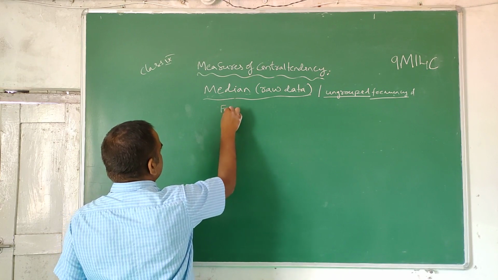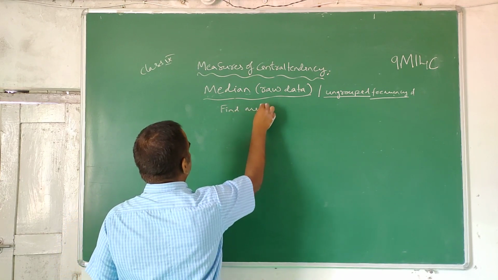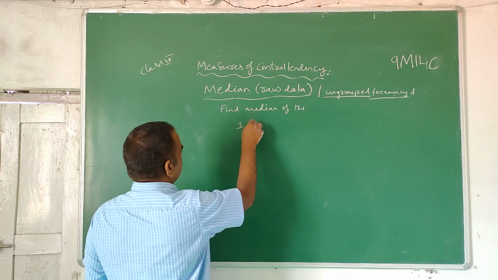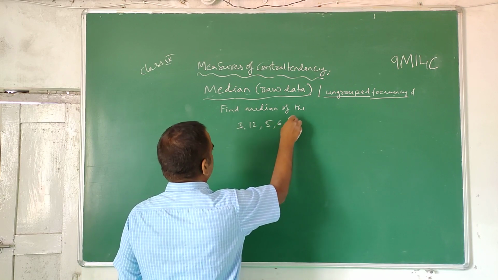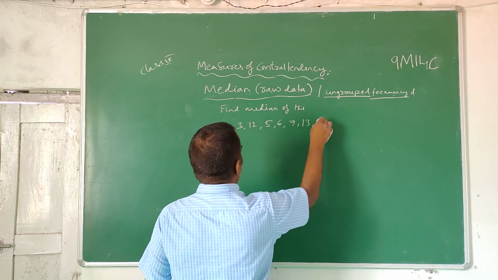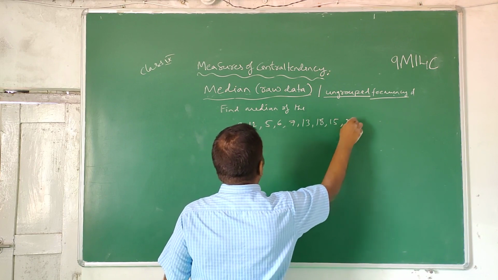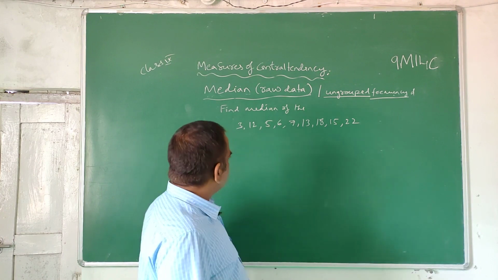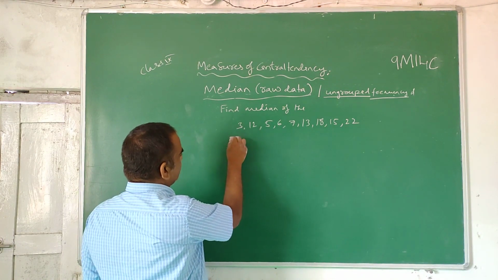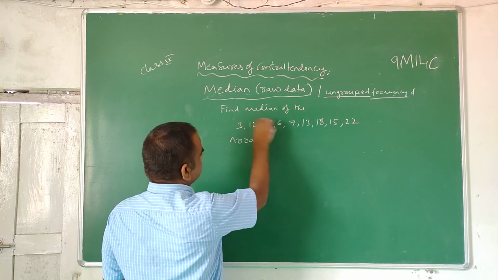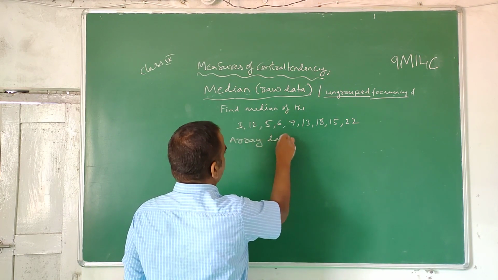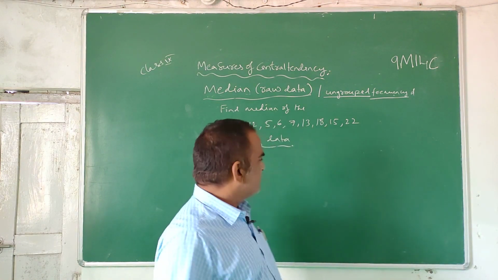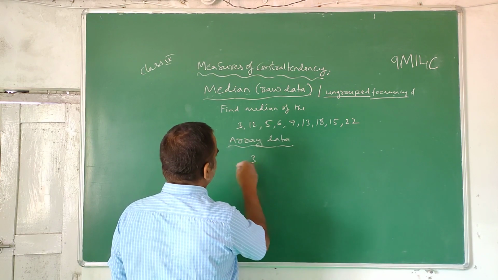So we find the median of the observations 3, 12, 5, 6, 7, 13, 18, 15, 22, say for a moment. We have to find the median of these observations. Now you have to write the array data. This is just raw data, and raw data has to be converted into array data. Array data means you have to arrange in ascending or descending order. Now I am going for ascending order.